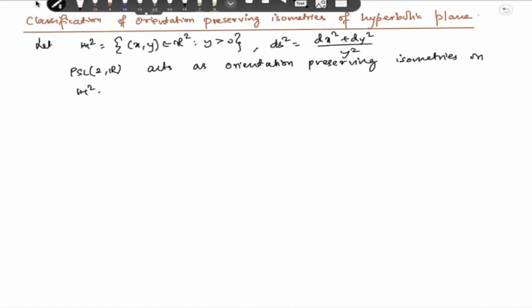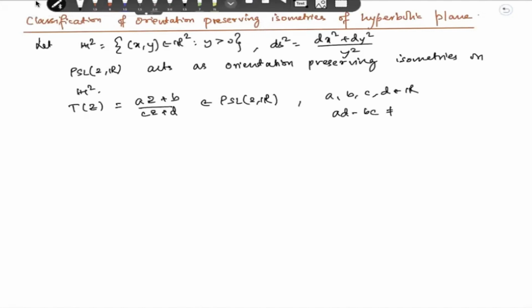Now if I take any element T(z) in this PSL(2,R), this means that a, b, c, d are real numbers, and ad minus bc is equal to 1. We will also take this T to be a non-identity element of PSL(2,R).